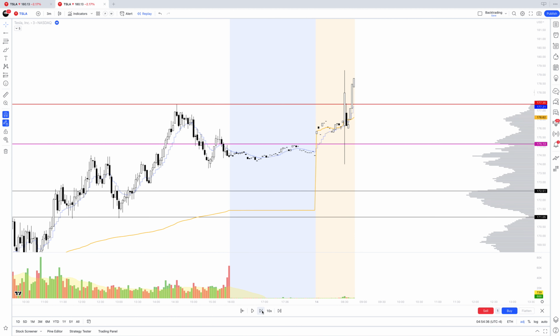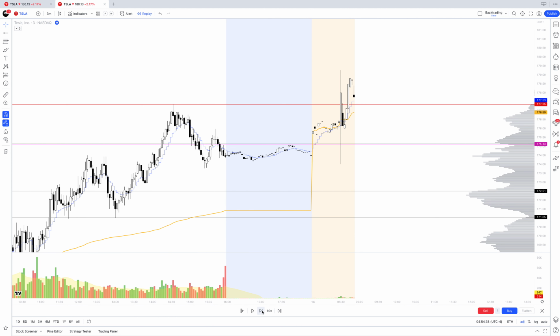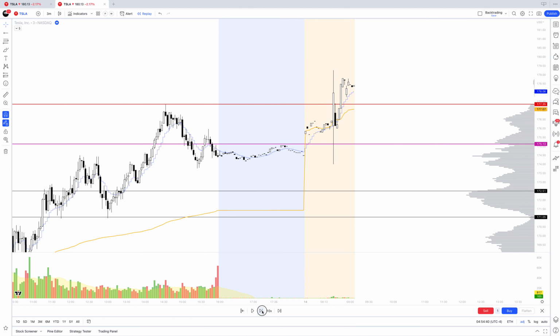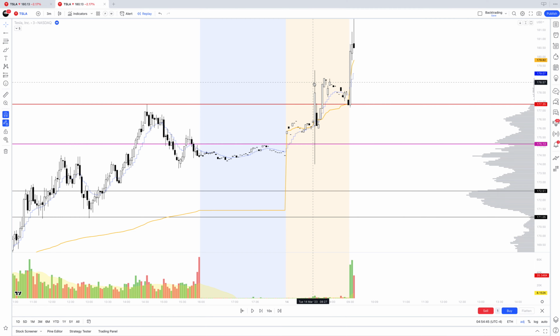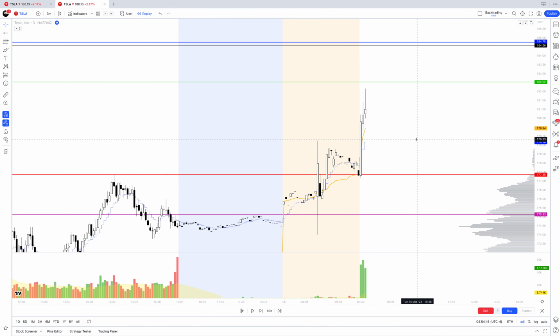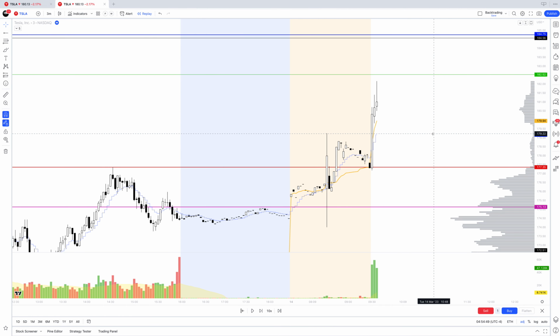Okay, it's spiking, a bit weird. I think, no, this is CPI day. I do not trade news days, but we'll have a look. That's right, CPI day. Okay. So, no pullback yet. It's just kind of doing its thing.